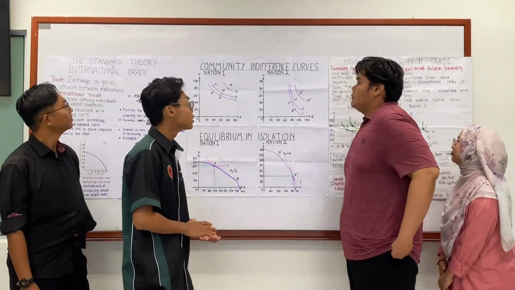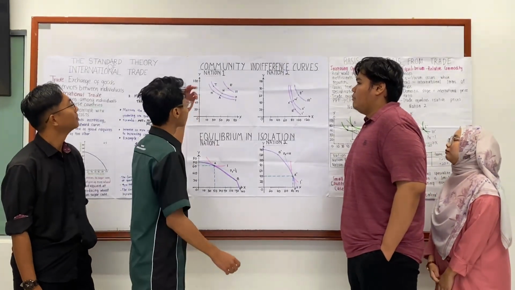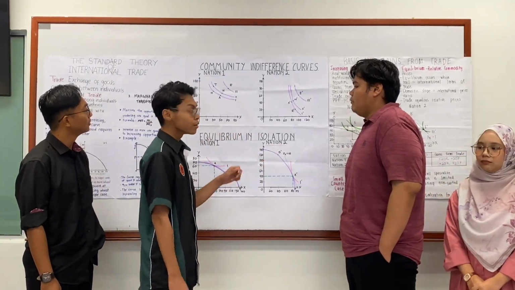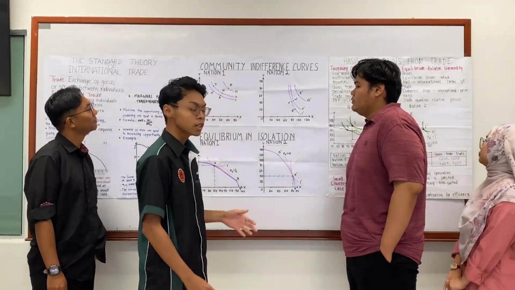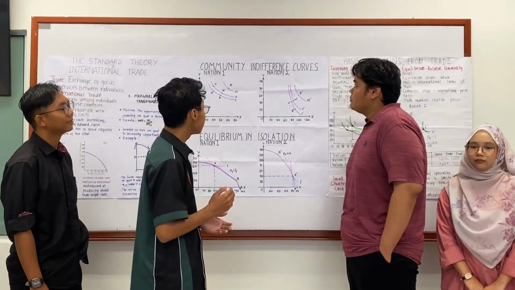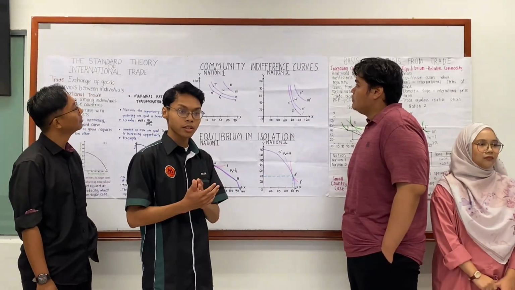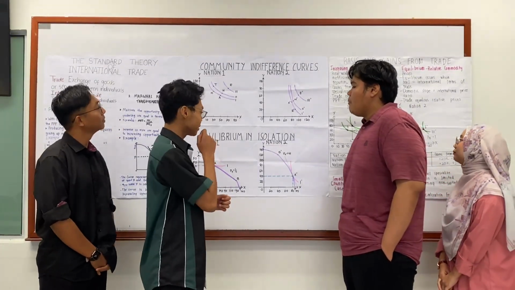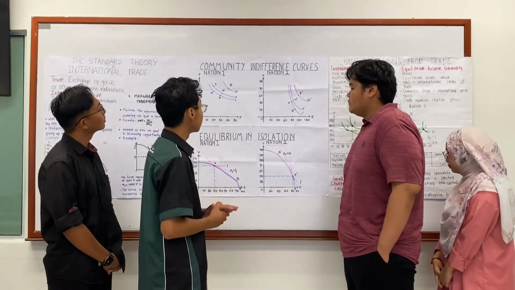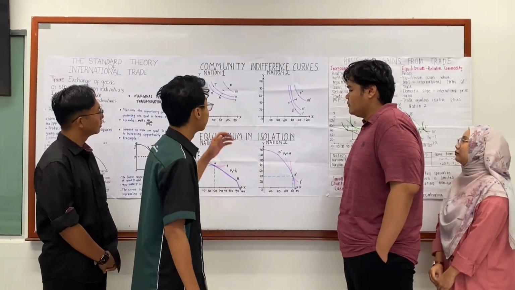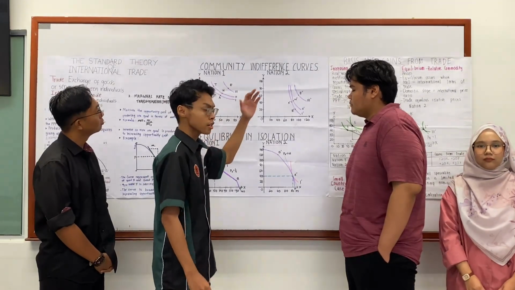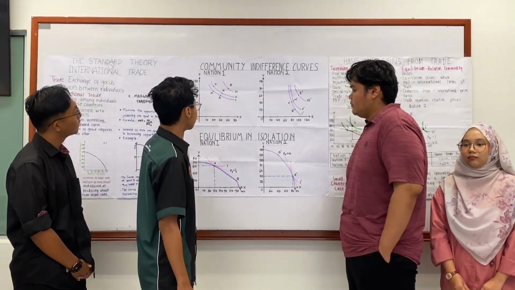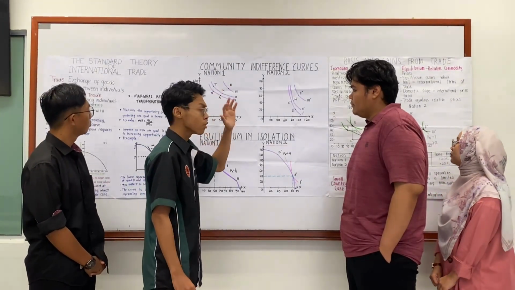Continuing with topic 3 of this chapter, we will continue with community indifference curves and equilibrium in isolation. So, first, community indifference curves. The simple meaning is that a nation does trade with other nations. To further the study of the community indifference curve, we use the example of nation 1 and nation 2. Nation 1 is focusing on good Y, and nation 2 is focusing on good X.